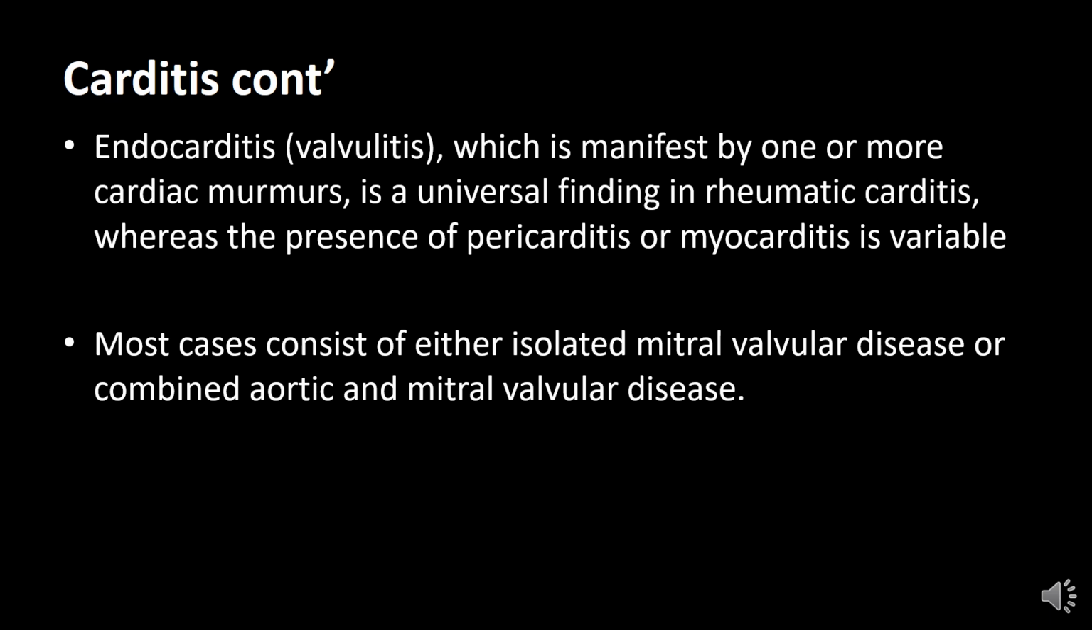In most cases, the valve that is mostly affected will be the mitral valve, followed by the aortic valve. Very rarely will you find the valves on the right heart being affected, that is the tricuspid and the pulmonary. The commonest valve to be affected will be the mitral valve, followed by the aortic valve. It can be only the mitral valve, but sometimes it can be both the mitral valve and aortic valve. And in each case, it can be stenosis, it can be regurgitation, or both.